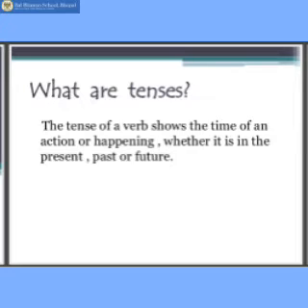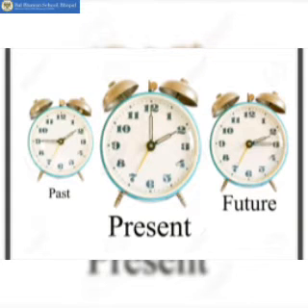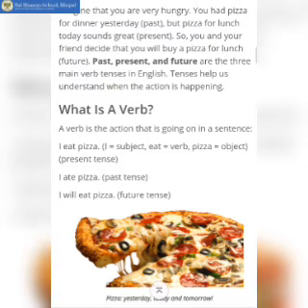Now, first of all, let us see what a verb tense is. Just imagine that you are very hungry. You had pizza for dinner yesterday. So yesterday was a past event. But pizza for lunch today sounds great. You are going to have a pizza right now. So you and your friend decide that you will buy a pizza for lunch. You and your friend have decided that you will buy a pizza for lunch, which is a future event.